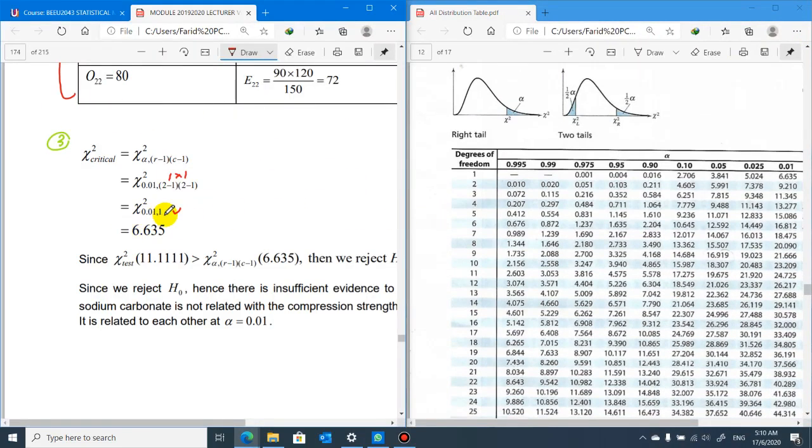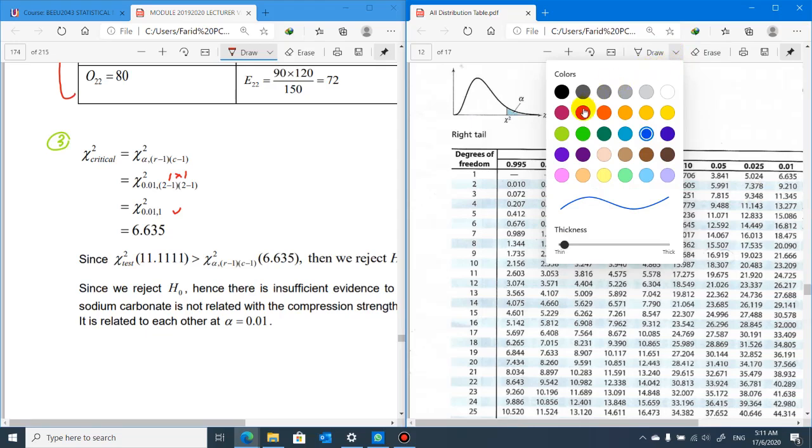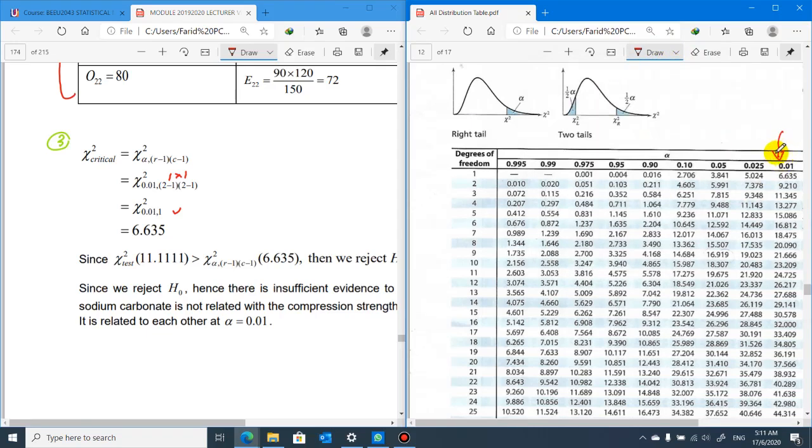So chi square, 0.01 and then this one is 1. Okay, first kali kita cari dulu untuk 0.01. Dalam table, alpha 0.01 situated right here. So 0.01 and then kita punya degree of freedom. So this one dipanggil sebagai degree of freedom is 1, so 6.635. Nilai yang sama, 6.635 daripada table.